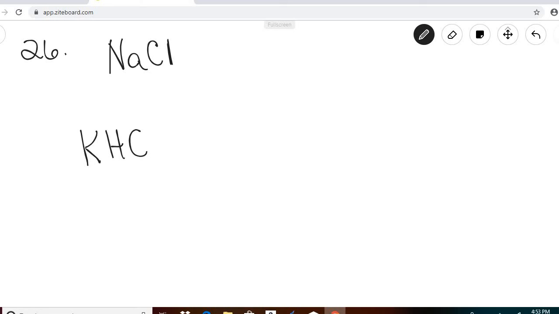And then lastly is number 26. We're given 4 compounds, and we are asked to say whether or not those compounds would conduct electricity. Well, we know that what conducts electricity is something that contains a metal and a non-metal. So these are the ones that we are given.